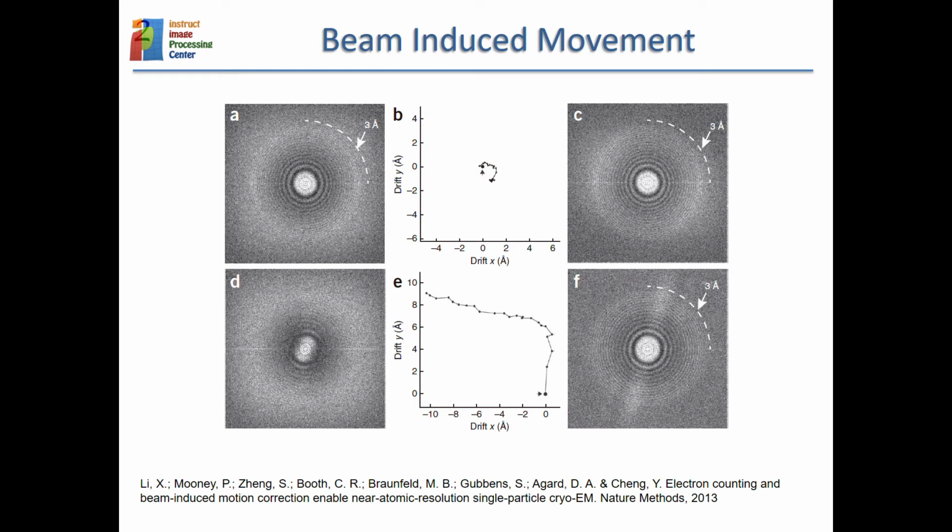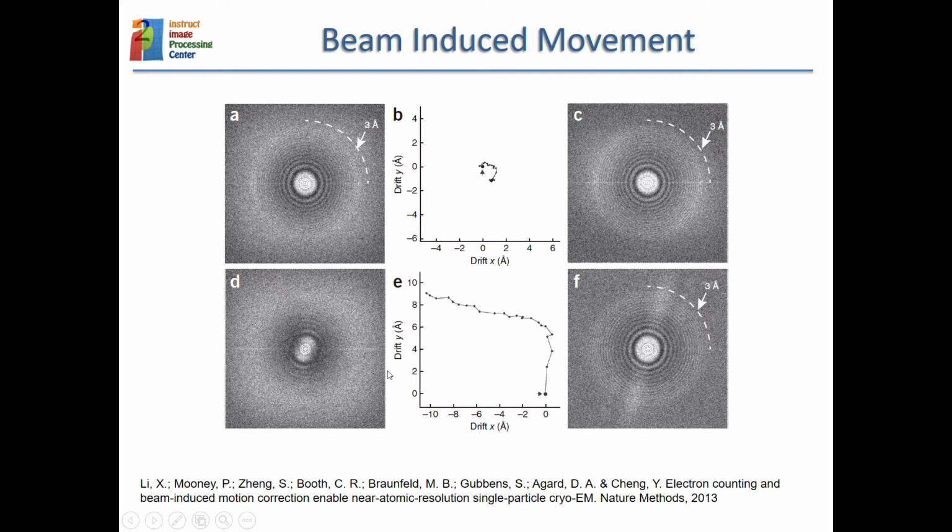And when you estimate the movement and correct for it, you can recover the structure information to much higher resolution. So this is the power spectrum of a micrograph that doesn't move much. Here is the estimated movement, and when you correct for this movement, we can see more or less the same structure information as before, but the reason was that it wasn't moving much.